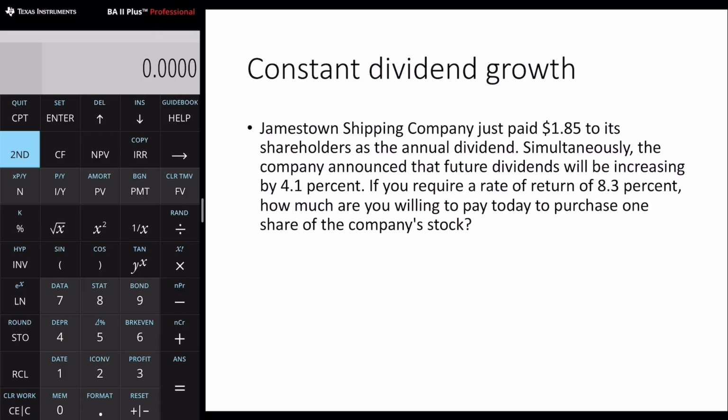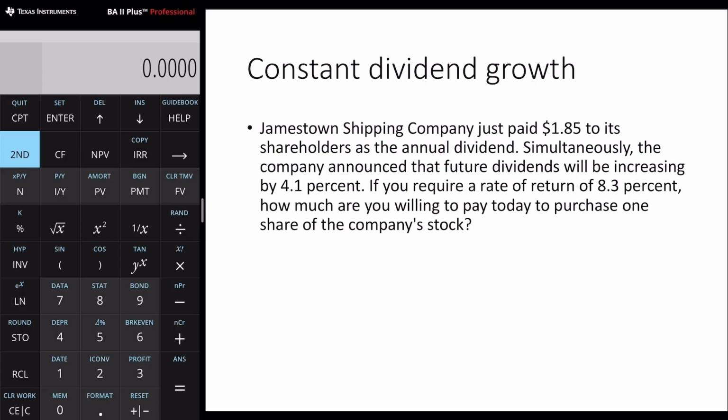The next one is the constant dividend growth. Now we're assuming that the dividend is changing over time, so it's a little bit more realistic. We're assuming that the dividend will change over time, but it's growing at a constant rate. Okay, so in this example, we have Jamestown Shipping Company just paid $1.85 to its shareholders as the annual dividend. Simultaneously, the company announced that future dividends will be increasing by 4.1% per year.